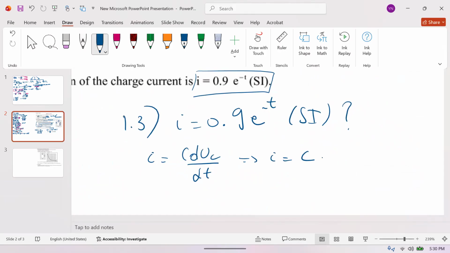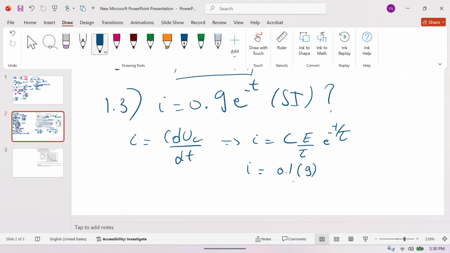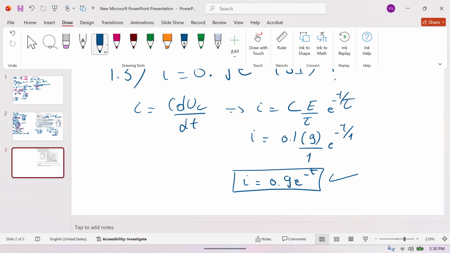i is equal to C, and it's E over tau, e to the minus t over tau. Now, I replace what I know. The capacitance is 0.1. The electromotive force is 9 over tau, which is 1, e to the minus t over tau, where tau is 1. What do I get at the end? I will get that i is 0.9 e^(-t), and this is what they want. Okay? That's really easy if you can just relate the questions to each other.